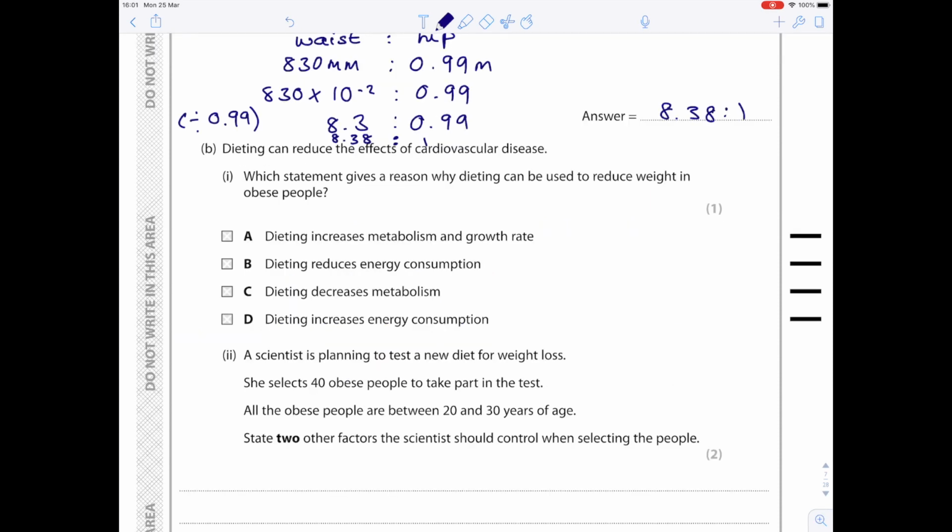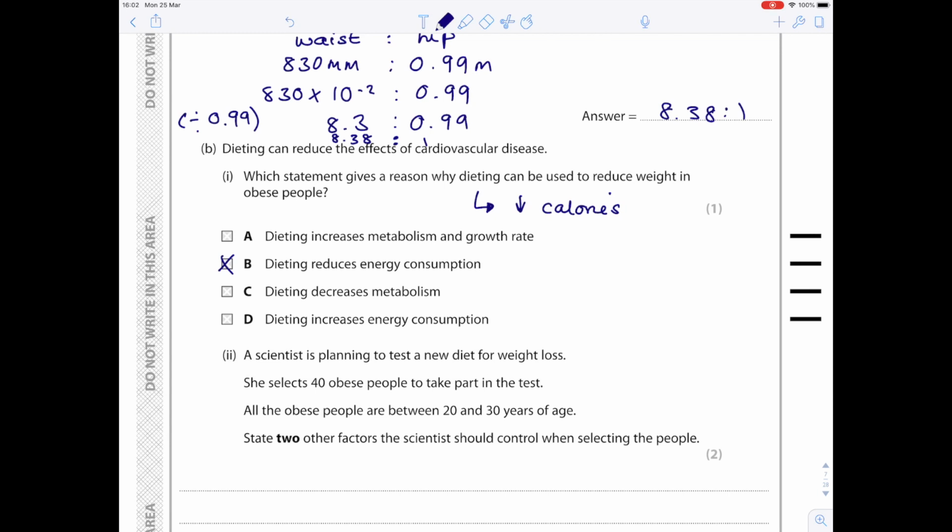B. Dieting can reduce the effects of cardiovascular disease. Which statement gives a reason why dieting can be used to reduce weight in obese people? So let's have a look. What is dieting? Well, it's when you reduce the amount of calories you take in, and that's how you lead to a reduction in weight. So which of these answers means that? A. Dieting increases metabolism and growth rate? No. B. Dieting reduces your energy consumption? Yes, that's what I've just alluded to.